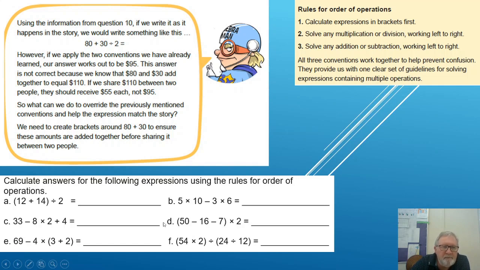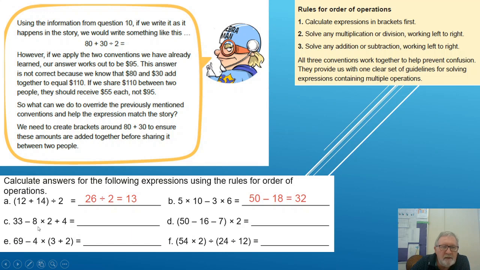Let's see how you went. 12 and 4, 14 is 26. 26 divided by 2, 13. Multiplication, subtraction, multiplication. We do the multiplications, then the subtraction. 5 tens are 50. 3 sixes are 18. 50, take 18, 32.